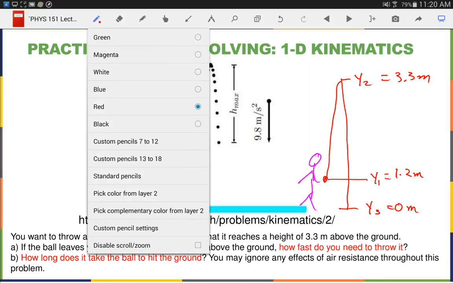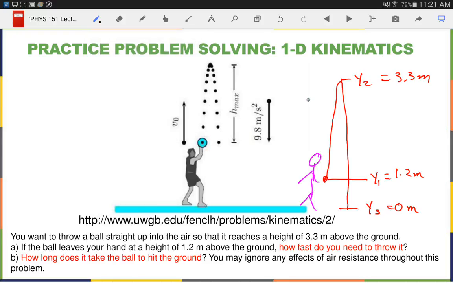Okay, I have the acceleration of gravity. I have not been told the acceleration of gravity. I'm inferring that.